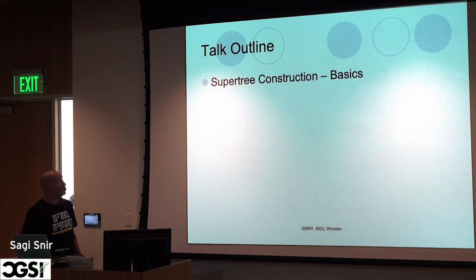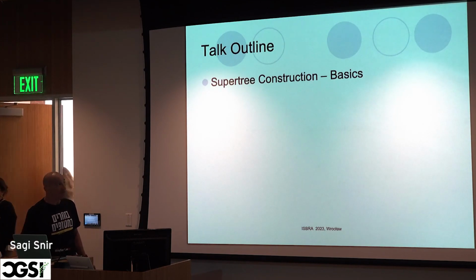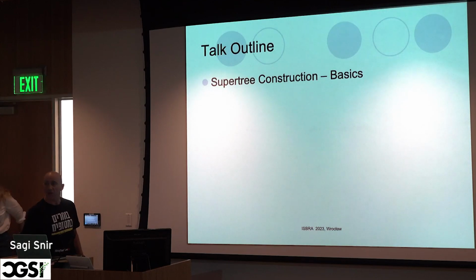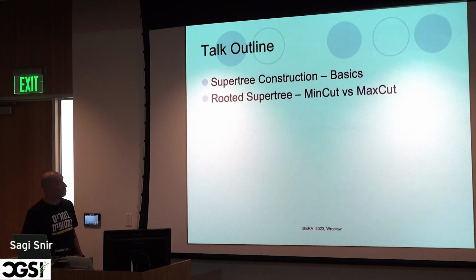We start with supertree construction, which is very popular, in particular nowadays when we have so many trees, so much data, and so many conflicts between the trees. We'll discuss that. We'll start with the rooted supertree with the MinCut approach versus the MaxCut.